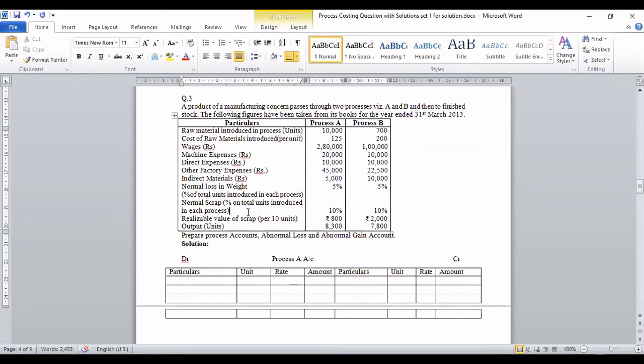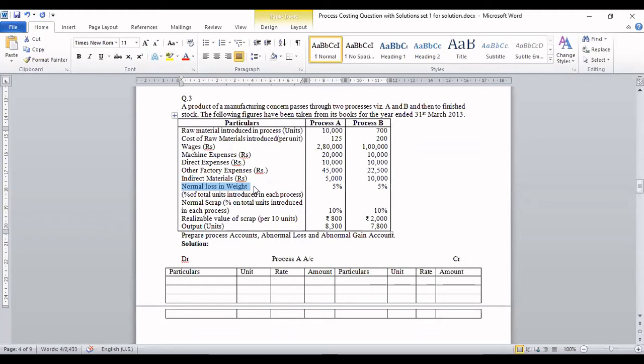Just keep analyzing. Tell me what is new in this particular question. Tell me what difference you can make out here, beta. Have you seen this one? Normal loss in weight. This is the first time we are getting it in any of the questions. That is the basic difference between the earlier question and this particular question.